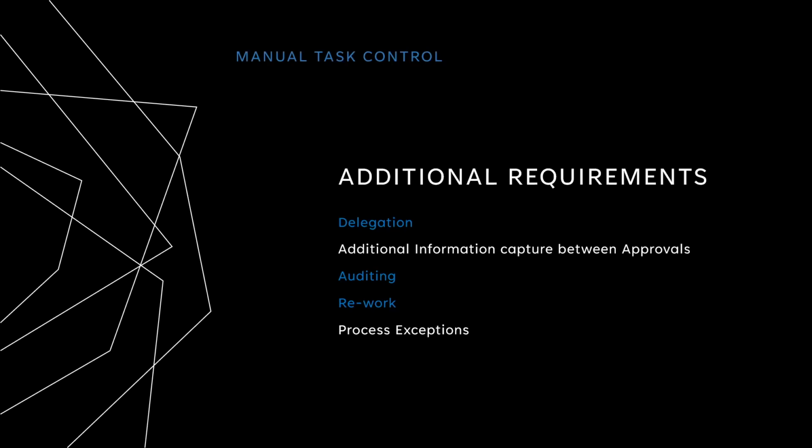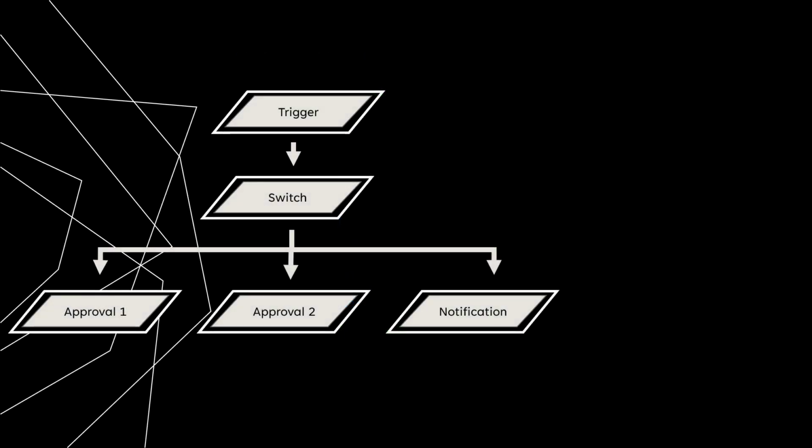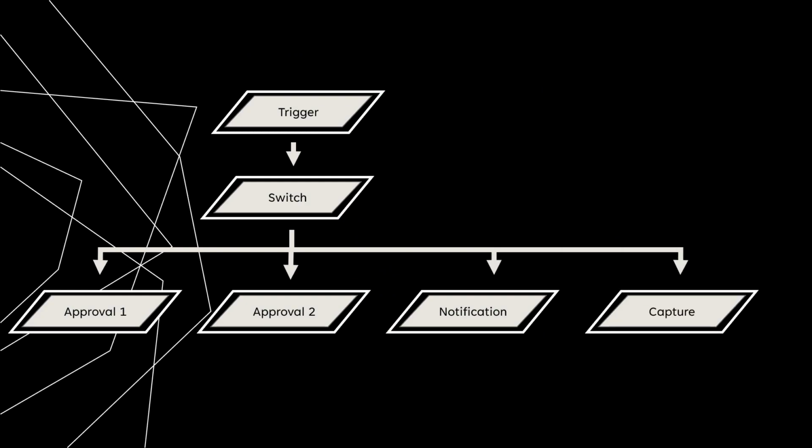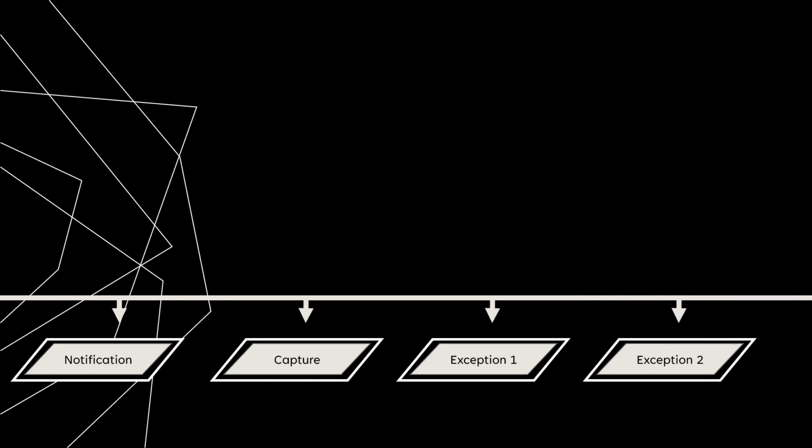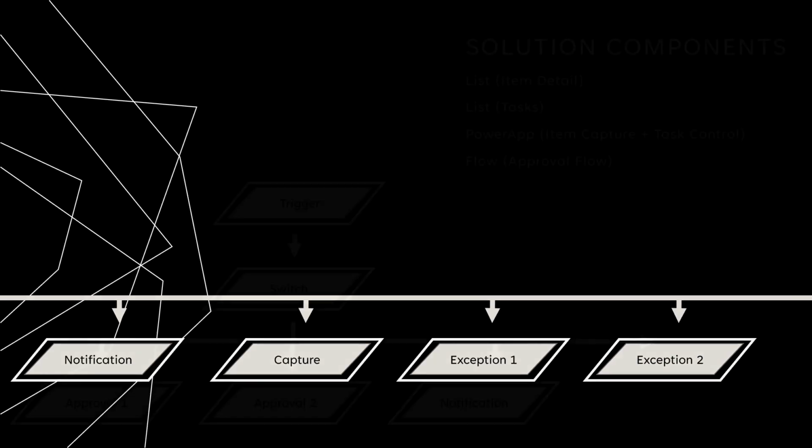Our delegation, our auditing, and rework is already done because we've got that manual task control. It's either already there or it's very easy to add in. And our additional information capture and our process exceptions just become additional branches within our already existing workflow. So we've got our trigger and our switch, which does the different things, and then we can just add on another branch for our capture. And then we can add on additional branches for each of the exceptions. It becomes a lot easier to maintain.